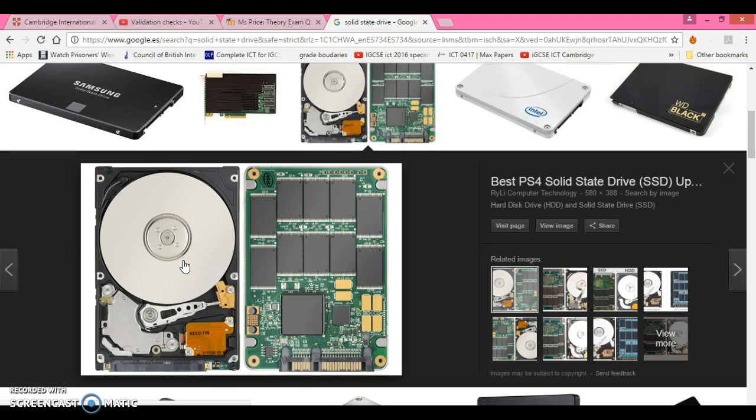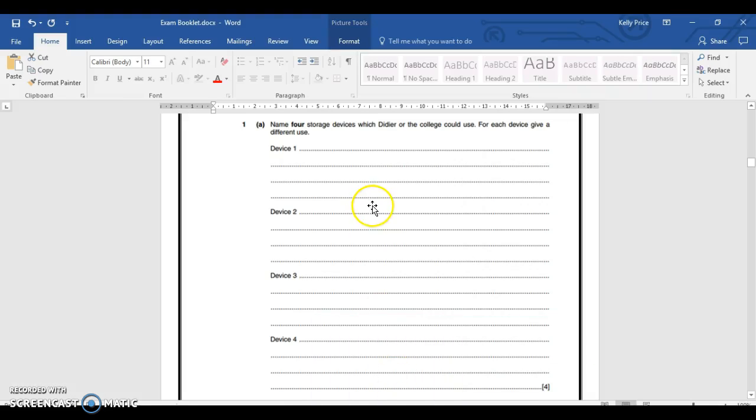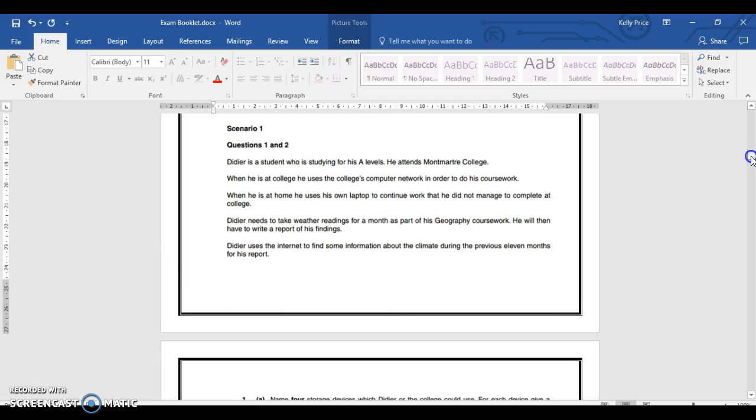Now the scenario does say to state a storage device that the college or the student could use. So those are two storage devices that you could discuss, because Didier and a college can actually store the coursework files on the computer itself. Now, the other situation is that Didier needs to take some coursework home, take research home, because as it says, he works on a college's computers and he also works on his laptop. So the most obvious one to discuss would be a USB flash drive. He can plug it into the computer, transfer the files over, and take them home and work on them.